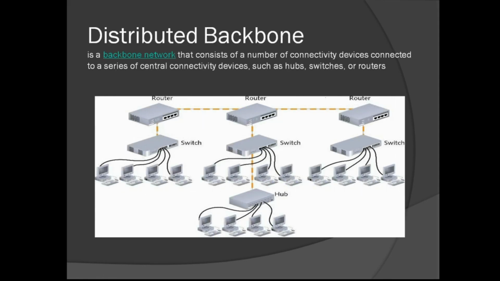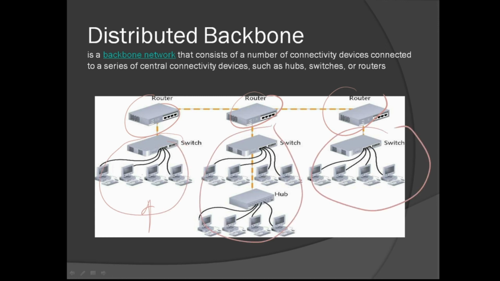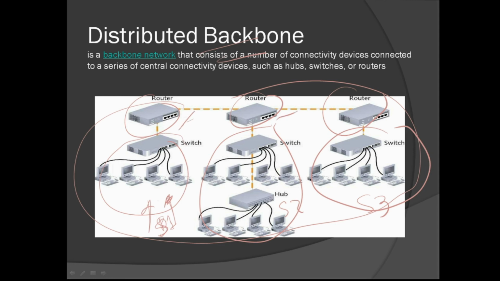We also have the distributed backbone. It is like a collapsed backbone except that the segments are divided by routers. In this setup, each of these is a segment: segment 1, segment 2, and segment 3. They are physically connected with one another because of the physical topology. But since this is a distributed backbone, the segments are connected using a router. Once you use a router, each segment is a separate network. So this is network 1, network 2, and network 3. But still, they can communicate with one another.